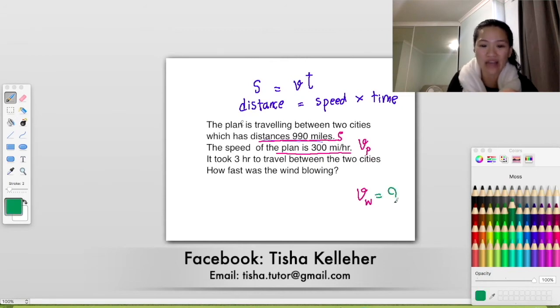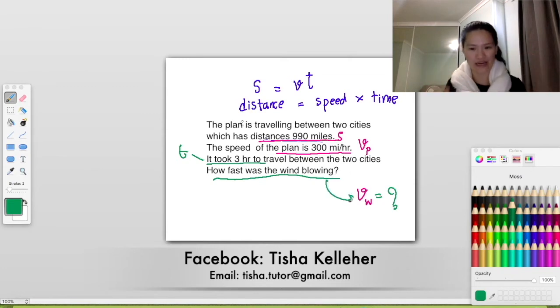And it took 3 hours. That means you know this one is time. What you want to find is how fast the wind was blowing. You want to find the speed of the wind, or VW.